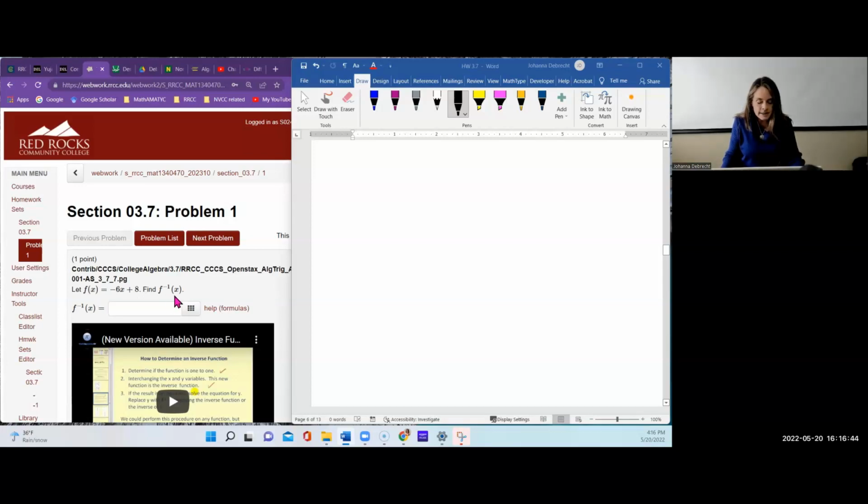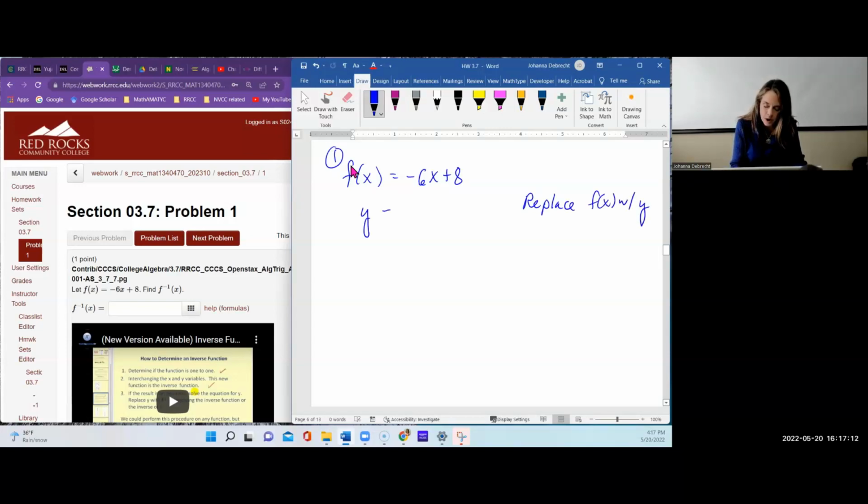In this problem, it asks us to find that inverse equation that's also a function. Let's write down the function to start with. We have f of x equal to -6x plus 8. Now we want to find the inverse function. First, we replace the notation with y. This gives us y equals -6x plus 8. Then we swap x and y and we label it the inverse.